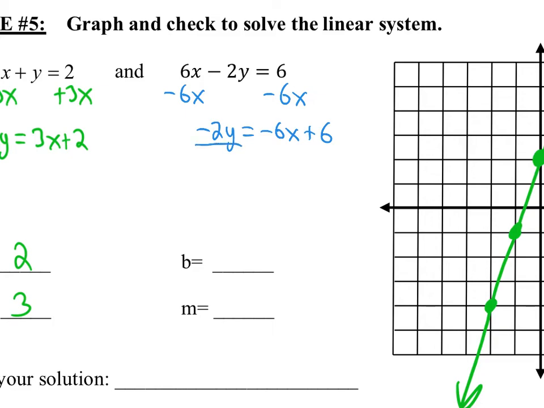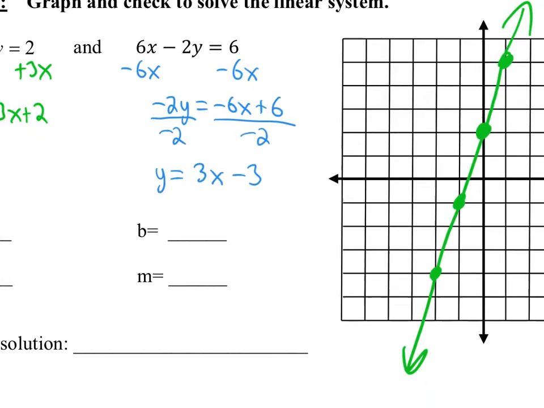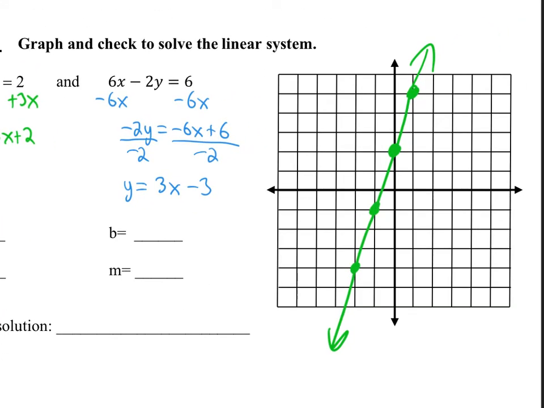Now we need to divide by negative 2 to get that y by itself. So we get y equals, what's negative 6x divided by negative 2? Well, that is 3x. And what's 6 divided by negative 2? Well, that's negative 3. So what's our m and our b? Well, our b is negative 3. Our m is 3.